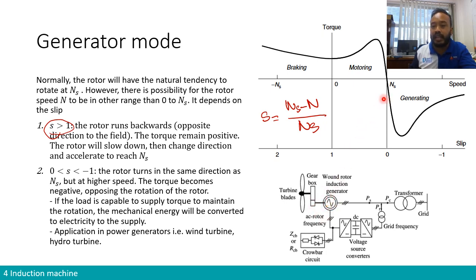In that case, your torque is going to be in the negative direction. So what does it mean to have a torque in the negative, opposite direction? It means that if your load is capable of supplying torque to maintain the rotation, where the load means the turbine, and it is able to maintain that negative torque, then that mechanical energy is going to be converted back into electricity to the supply.